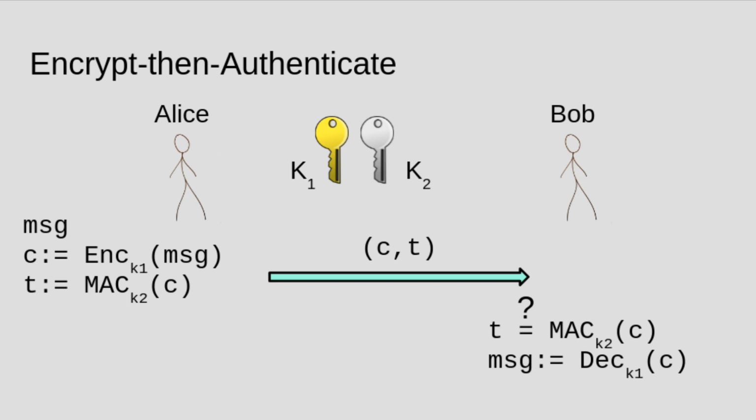Bob, receiving this, first has to compute the MAC of the ciphertext and check whether the result matches the tag that came on the wire. If it does, then Bob will decrypt the ciphertext to produce the original message. And note that Bob is only going to decrypt the ciphertext if the tag is validated, right? So Bob does this MAC check first, and if the tag is invalid, Bob will not proceed and will not continue to decrypt this ciphertext that has been potentially tampered with. All right, we will stop here.